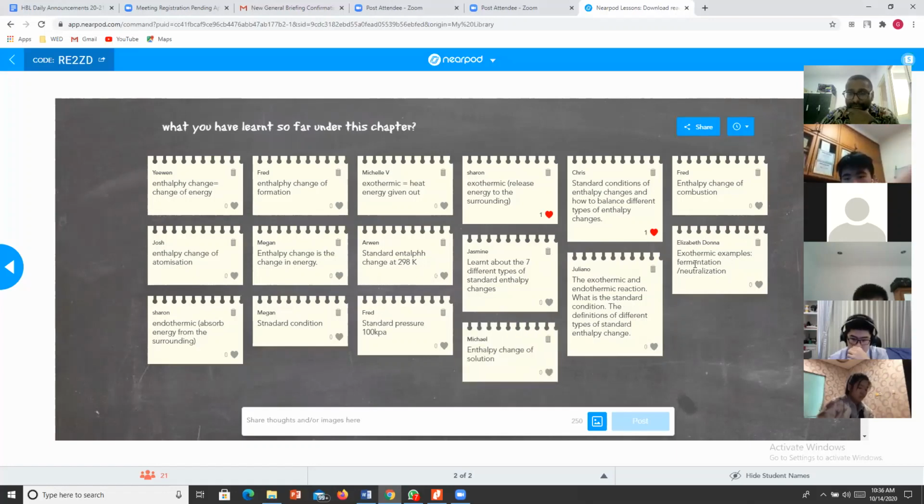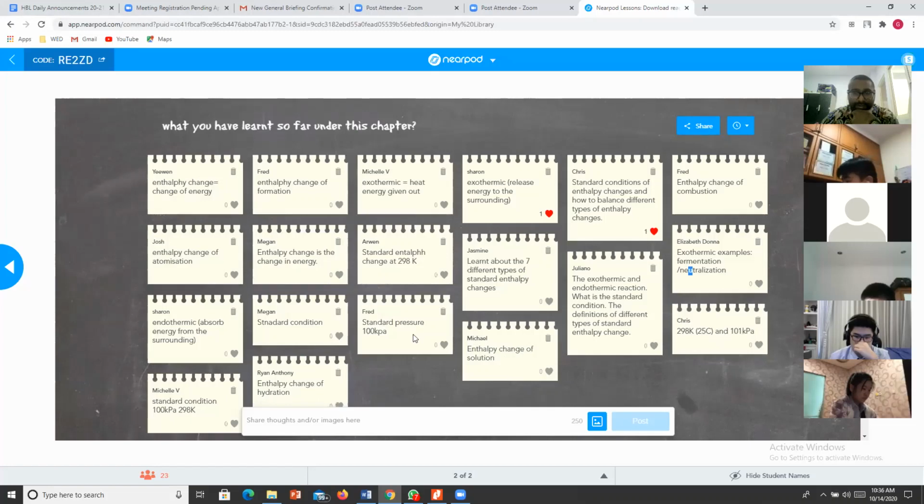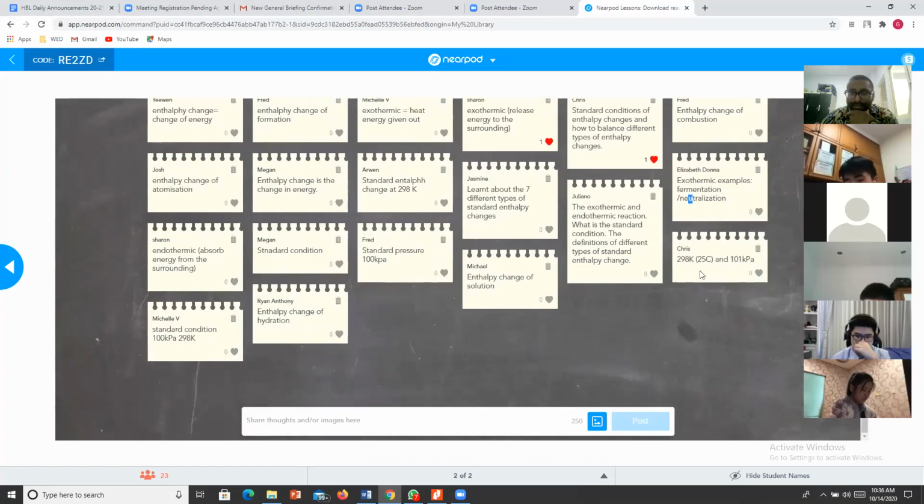Exothermic example: fermentation, neutralization, okay. Endothermic, okay. Standard pressure is 100 kilopascal, okay. Enthalpy change of solution, okay. Christopher has written there, 101 kilopascal. Enthalpy change of hydration, standard conditions is all written.